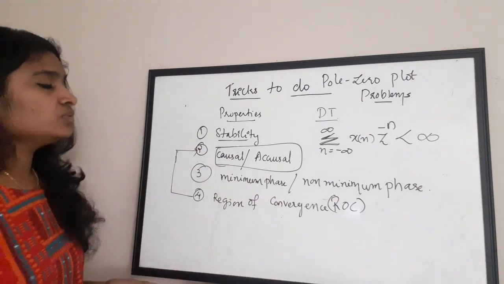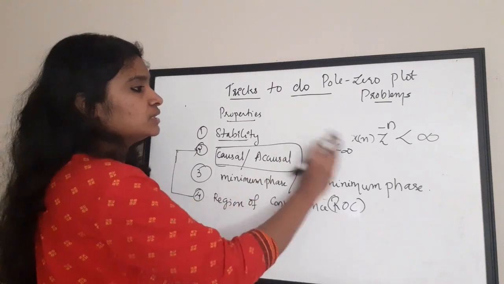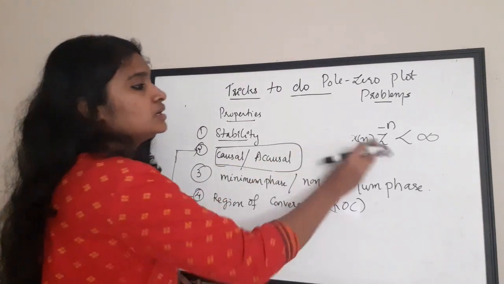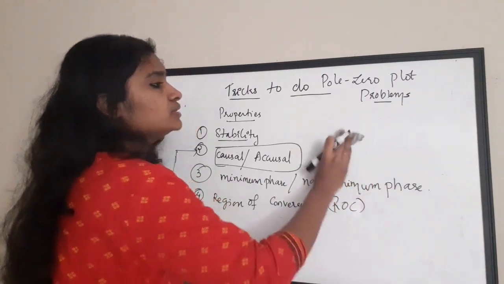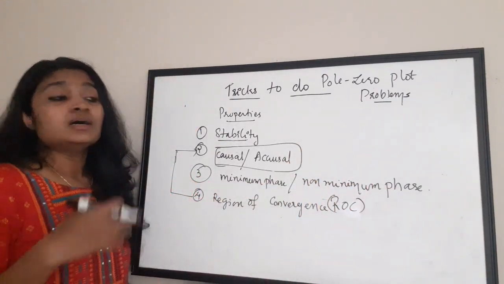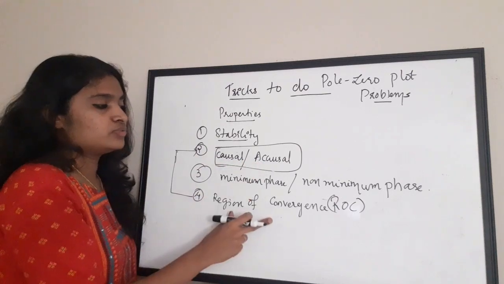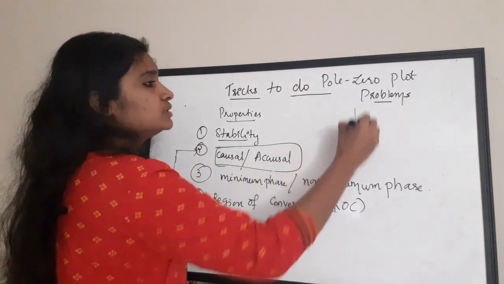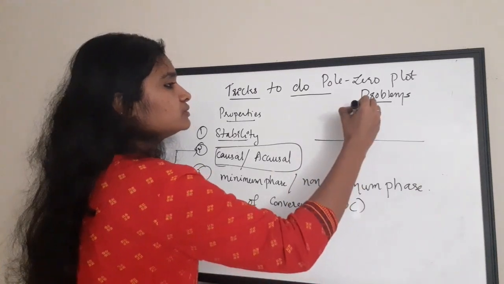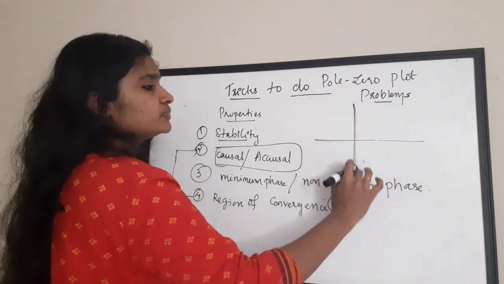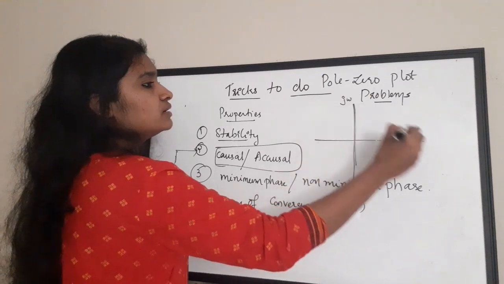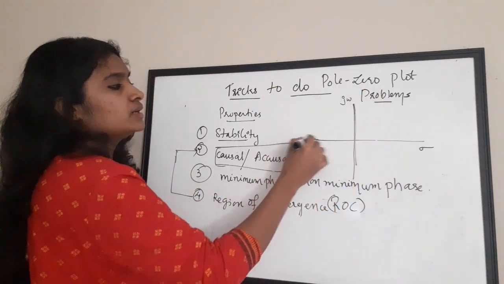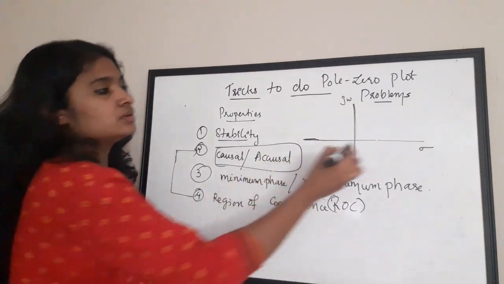Okay. Now, how can we find out? We have not discussed causal and acausal systems yet, right? So how can we find out whether the system is causal or acausal based on the region of convergence? Let us try to draw a plot. This is a plot, with j omega and sigma here.